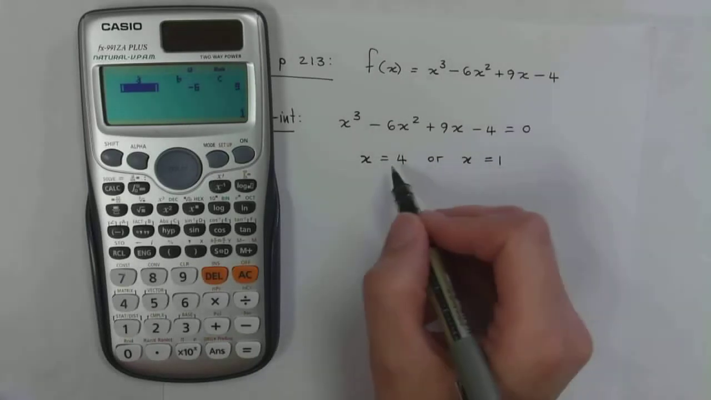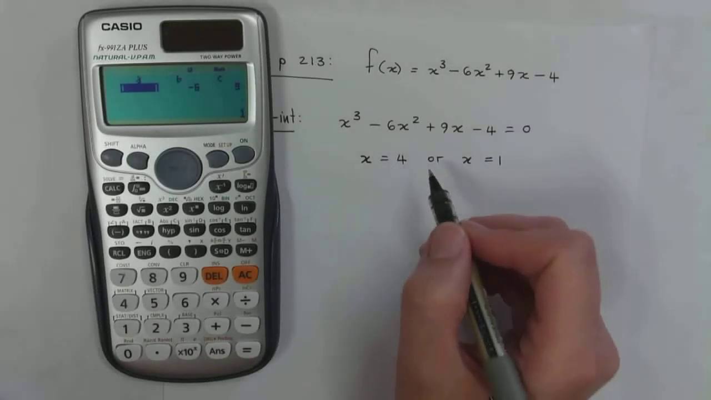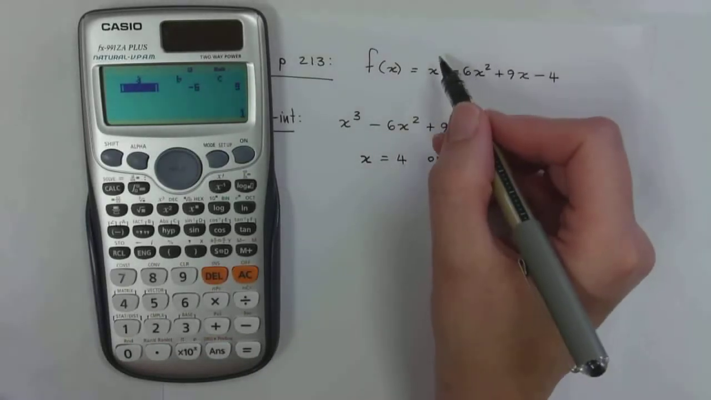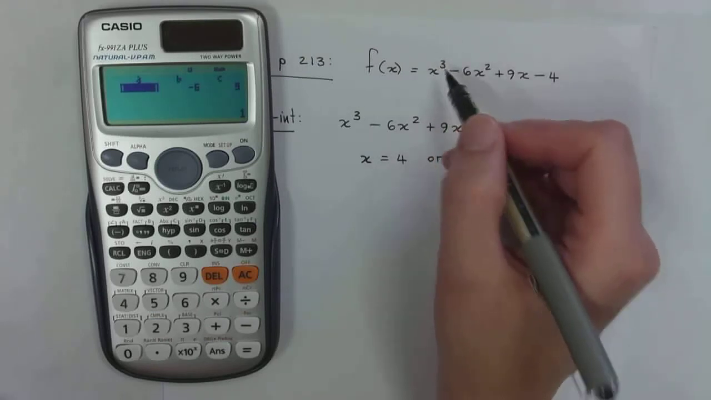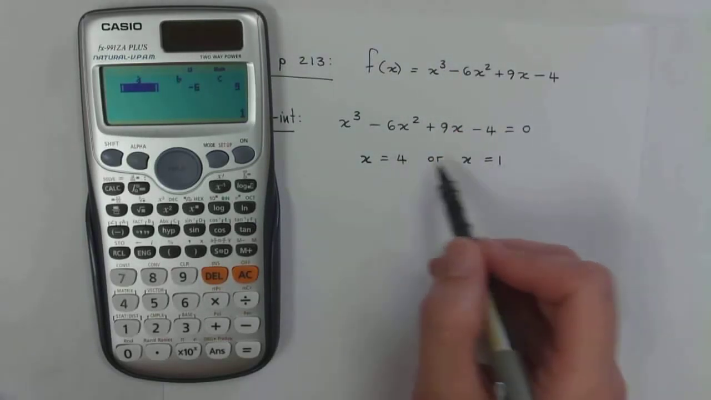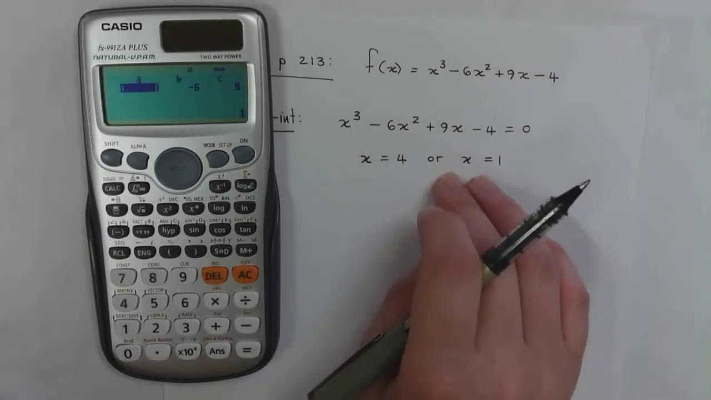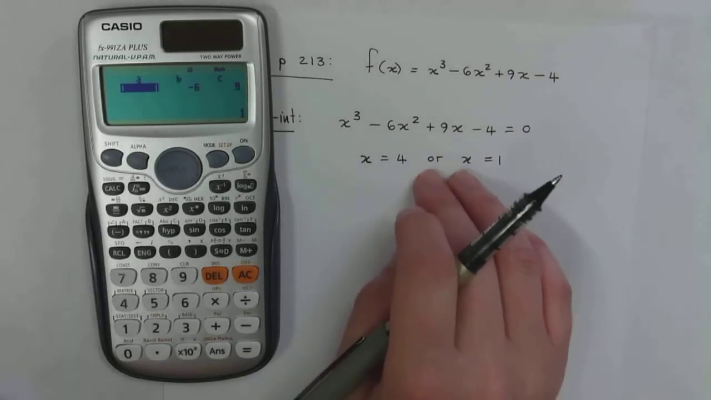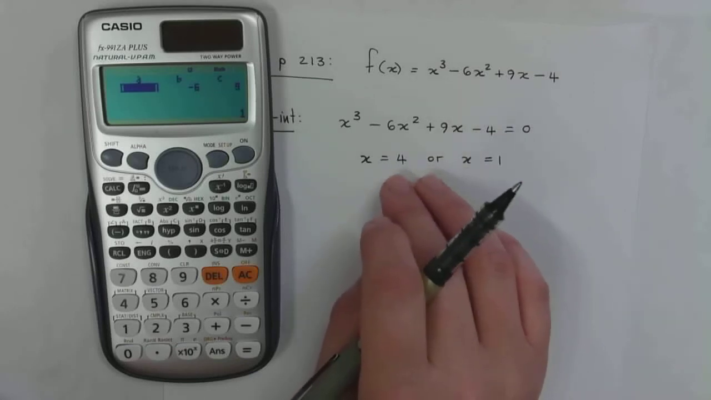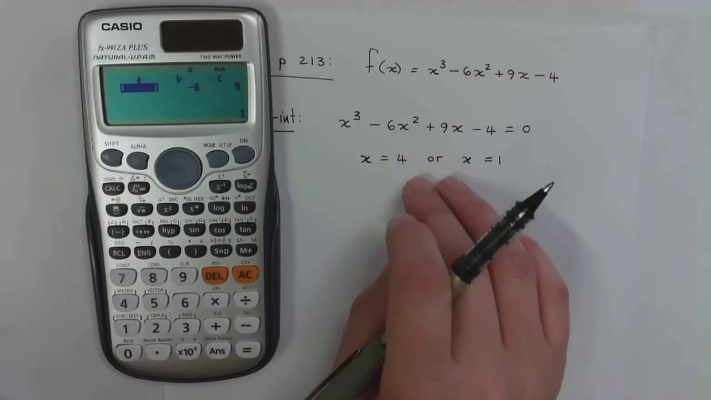Now, this might appear a little bit strange. Why, when normally in a cubic equation we get 3 x-intercepts, do we only have 2 x-intercepts? This is going to be very, very important for you to remember for these cubic graphs. A lot of the time, the graph does not cut the x-axis 3 times.